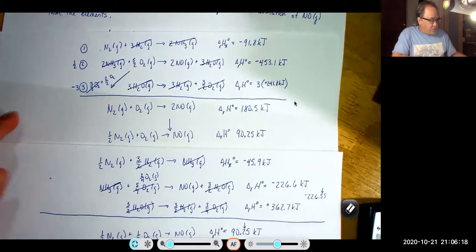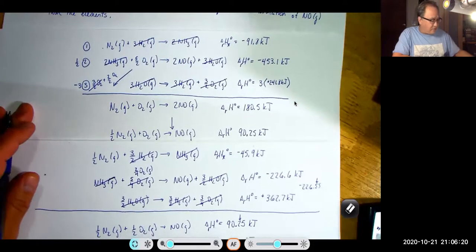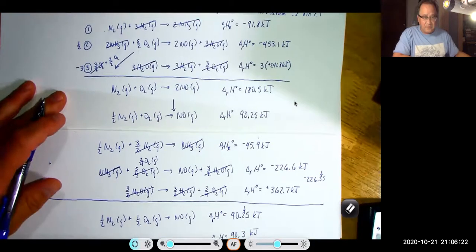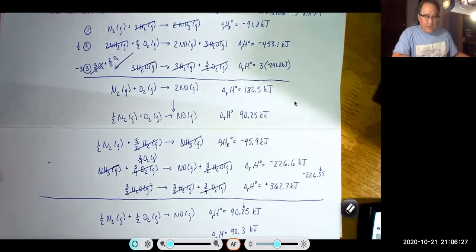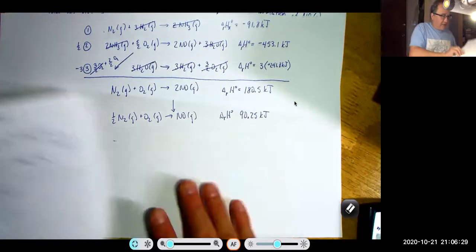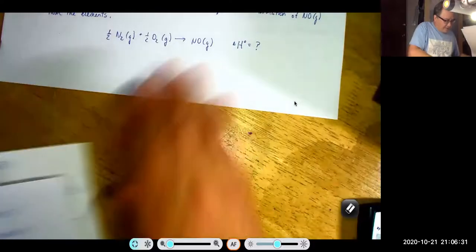So there's more than one way to skin this cat. And I never knew why anyone would ever say there's more than one way to skin a cat. Why would you skin a cat? Okay, so there we go.